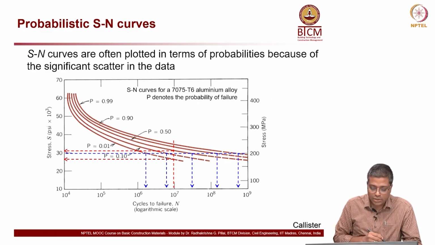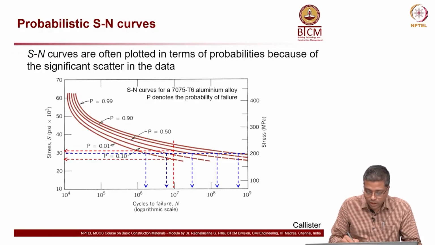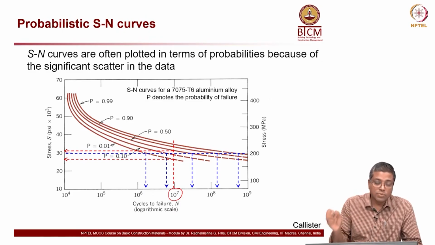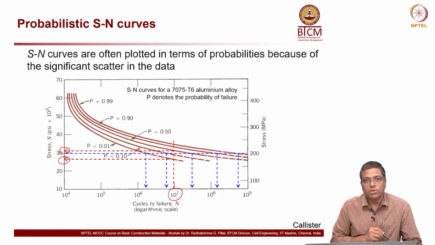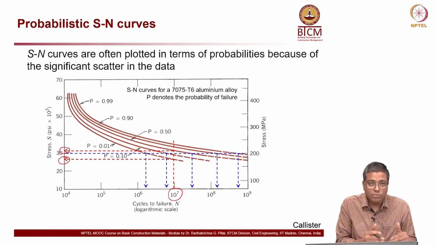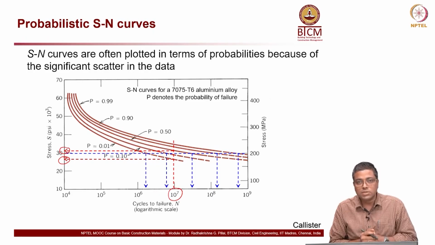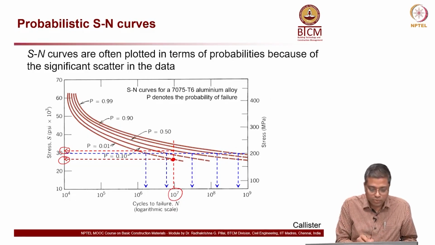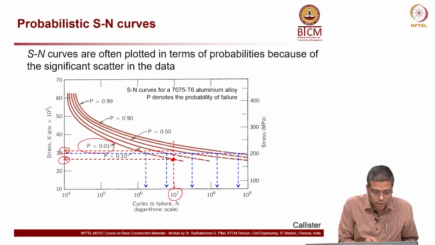Now, look at the red dash lines. I am going the other way, where I am putting one cycle count here, 10 to the power of 7. At that point, I can find out, depending on the load or the stress applied, what the corresponding probability of failure is. Okay. So, if I want the probability of failure to be very low, I have to decide on the corresponding stress which I can allow. Okay. So, here you can say 10 to the power of 7 and the corresponding point here, and if I want the probability of failure to be very low, 0.01, then I have to keep my stress level at this value.